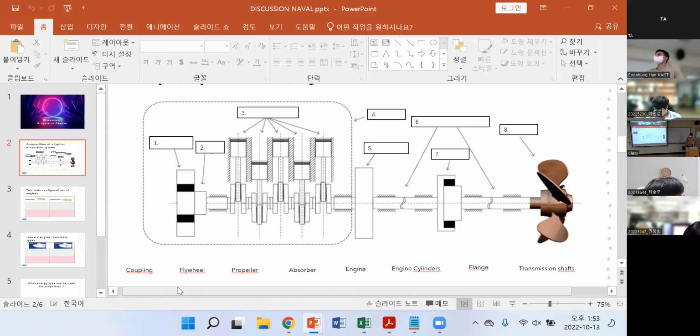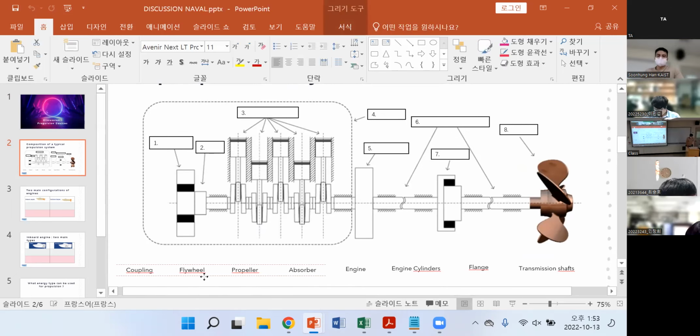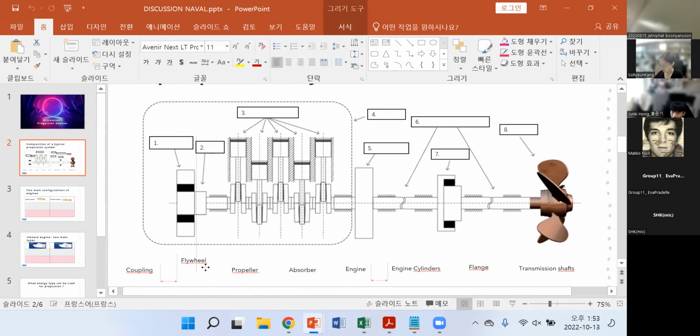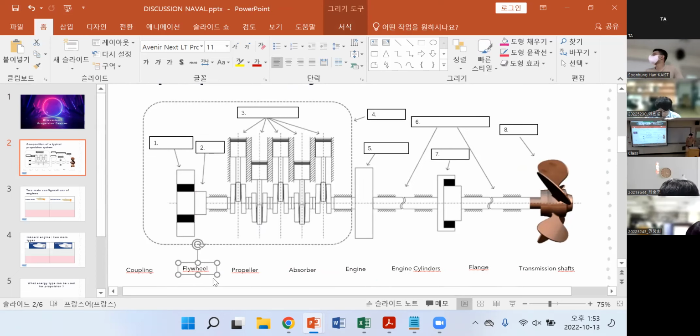Number one is flywheel, maybe. The number one, flywheel. Do other people have another opinion? The absorber. Do you know the role of the absorber? Absorb the vibration of the shaft wall. Then, other ideas? There's an answer from the second: flywheel. Yeah, that's it.